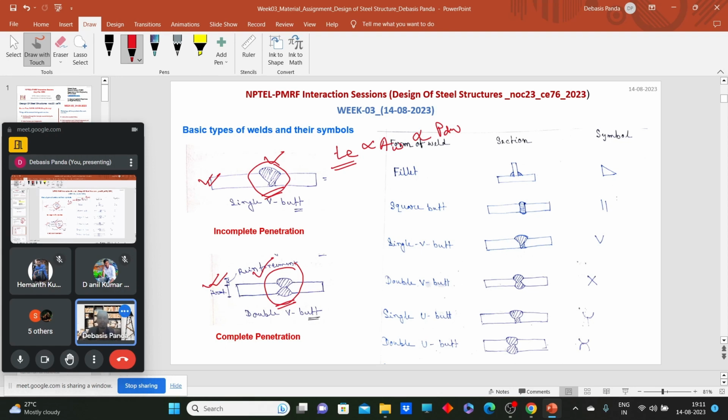So here incomplete penetrated butt weld, the example like single V, single U, single bevel, like that. And completely penetrated butt weld, we provide complete throat thickness on the two sides. So here double V, double U, and double bevel joints. Okay, so these are the basic forms of the welded joint.